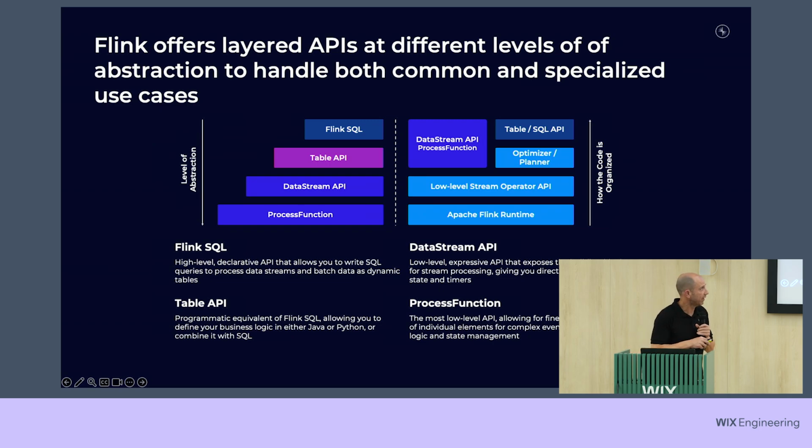On top of that, we have the data stream API, which is an abstraction that abstracts these functions by streams and windows. And we have Flink SQL and table API, which are roughly equivalent. But for the developer, with the table API you are actually writing Java or Python code rather than SQL.